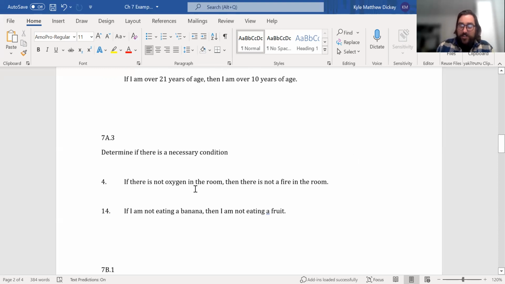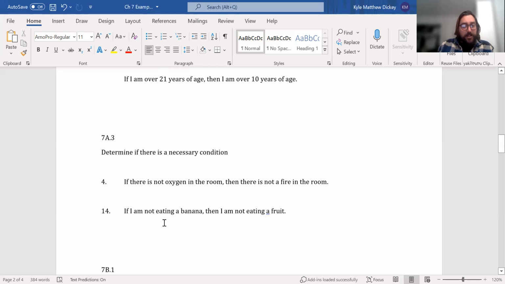But is no oxygen in the room something that has to be the case for there to not be a fire in the room? No, there could be lots of things that make it the case that there's not a fire in the room, right? It could be that there's no fuel in the room. It could be, right, the whole room is made of concrete or something. It could be that the whole room is filled with water, right? Those are all reasons that could make it the case that there's not a fire in the room, right? So this isn't a necessary condition on there not being a fire in the room, but it's a sufficient one.